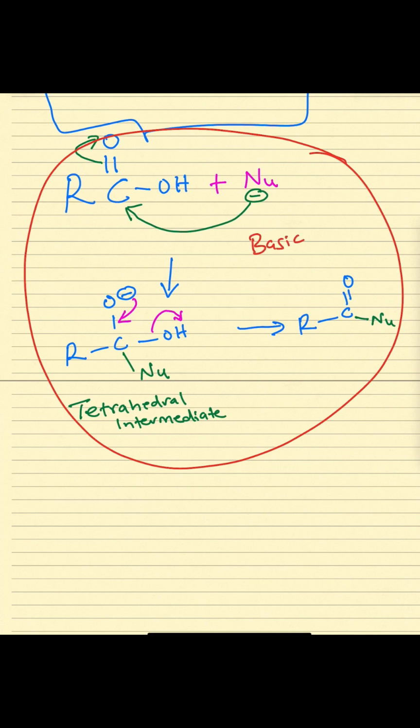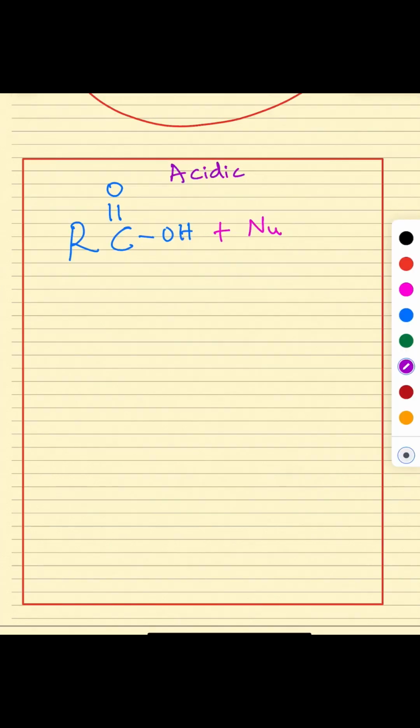Under acidic conditions, you start with protonation. So remember, under acidic conditions you have plenty of protons or hydrogen ions, and the first step will be the protonation of that oxygen. So it will connect to that hydrogen ion, and now you end up with protonated oxygen, which has a formal positive charge.